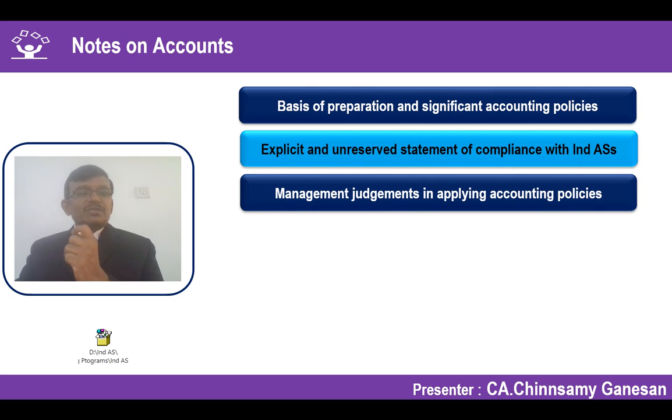What are all the judgments which the management has taken in applying a particular accounting policy? For example, even a critical judgment could be recognizing a deferred tax asset. How the management believes there will be reversible temporary differences in the future period. So that is a management judgment. And the management believes that I wanted to treat this particular item as part of investment property. What is the management judgment? Why have they considered that? So all those things form part of this.